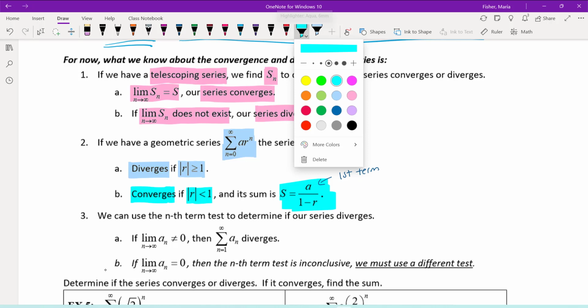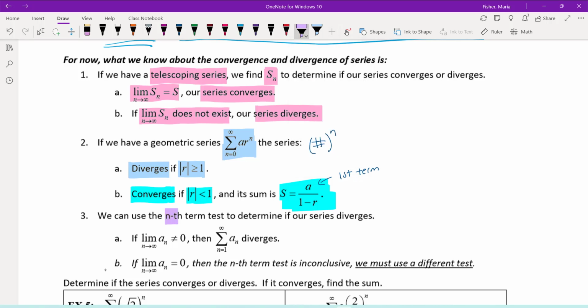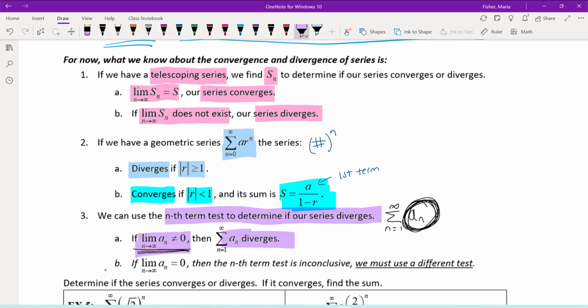And finally, the nth term test. Now, the nth term test can only be used to tell us if our series diverges. What it says is that if you have a series, the sum from n equal 1 to infinity of a sub n, you look at a sub n. If you take the limit as n goes to infinity of a sub n, and you end up with something that is not 0, then your series diverges. If you end up getting 0, then your test is inconclusive. You have to pick a different test because you still have no idea if your series converges or diverges.